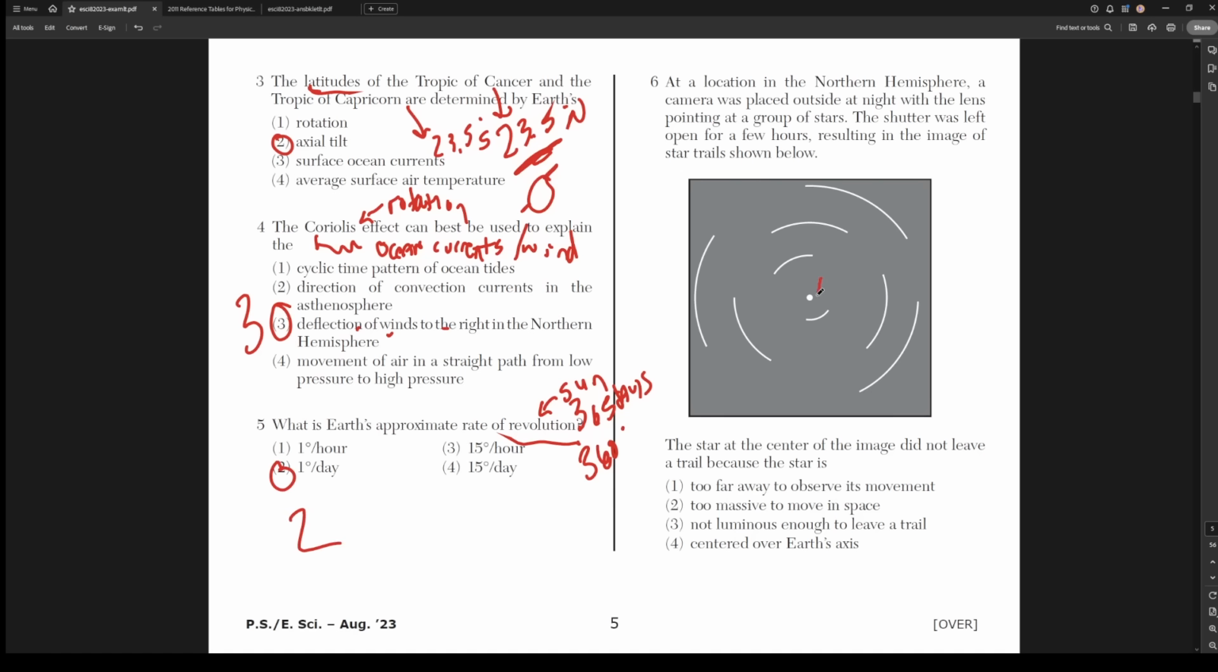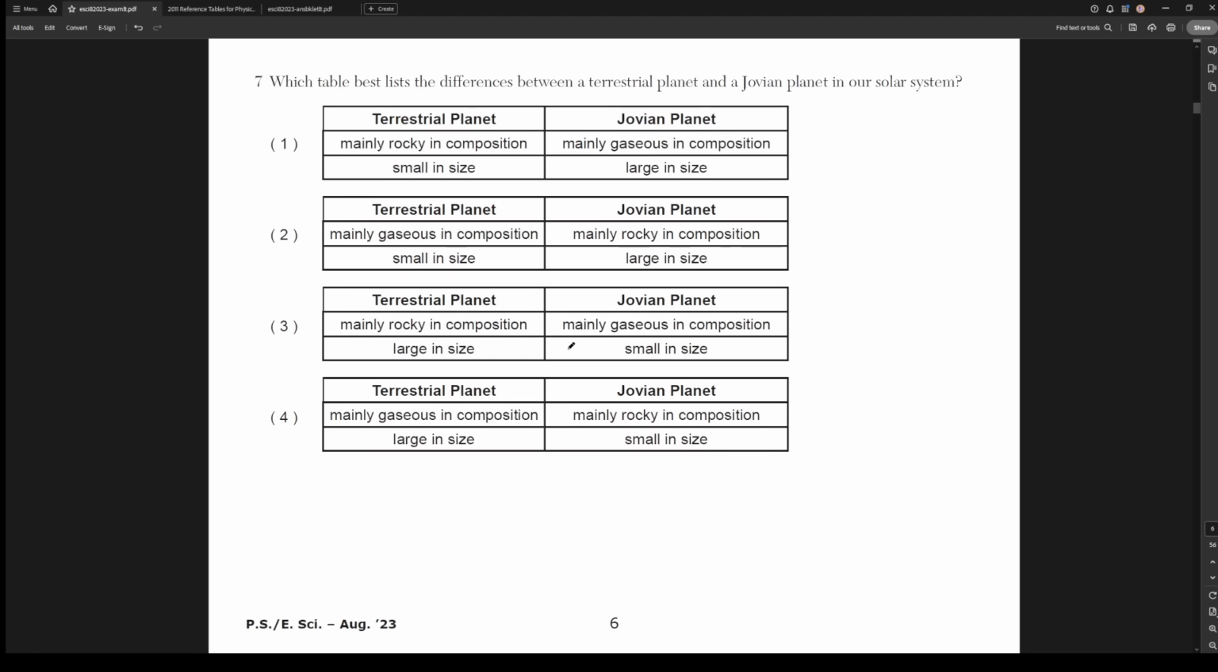Okay, star trails. That thing in the middle is Polaris. Star trails are to do with the Earth's rotation. The star at the center of the image did not leave a trail because it is what? It's directly over the Earth's axis. That's Polaris. It doesn't move.